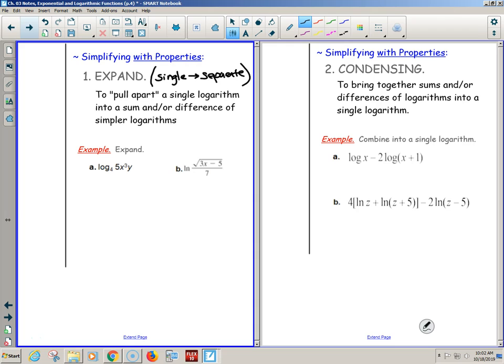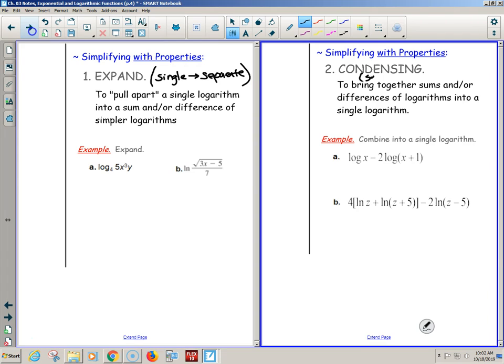You tell me to condense, I'll condense. Okay, so if that's single to separate, we're going from separate to single. The logs are going to be separate. I'm trying to bring it into a single. So either I'm pulling apart using my different properties, or I'm putting together using my different properties. So if you guys look, don't these kind of look like log of u times v or log of u over v? Whereas these ones look like log of u plus or minus log of v.